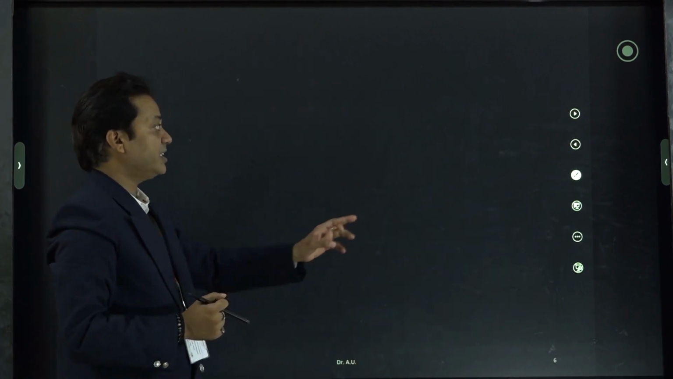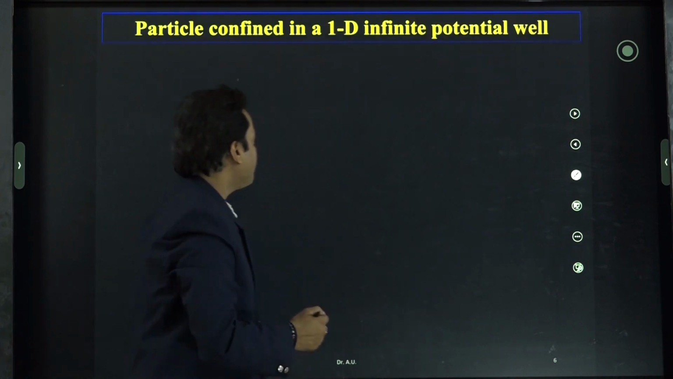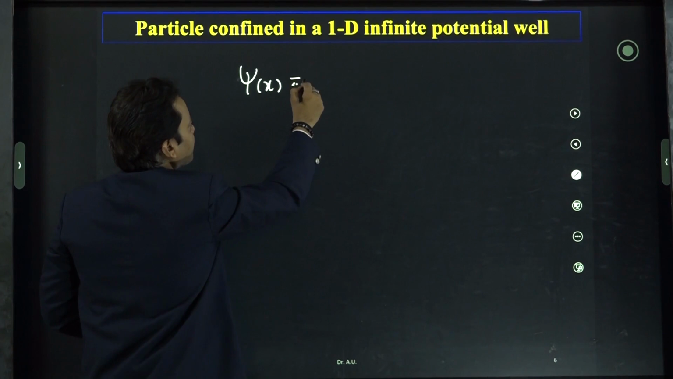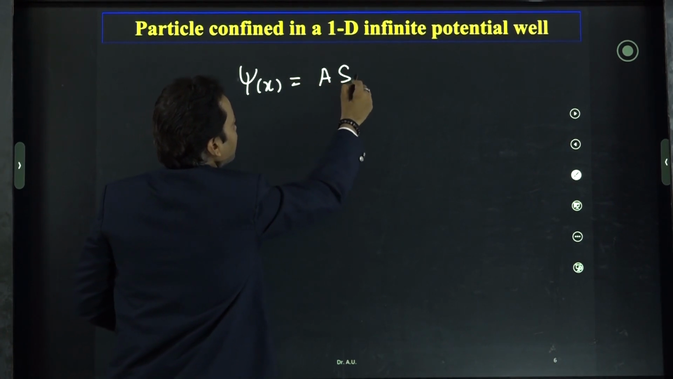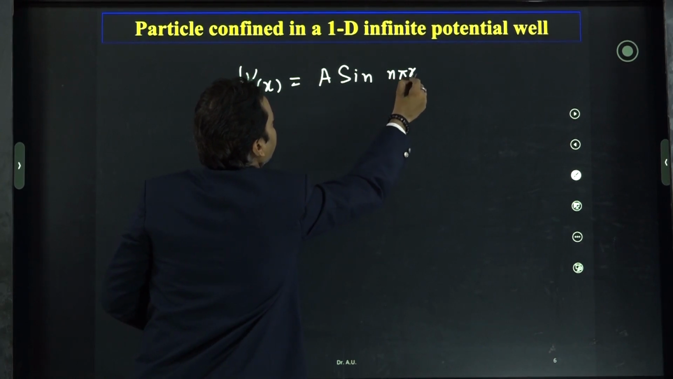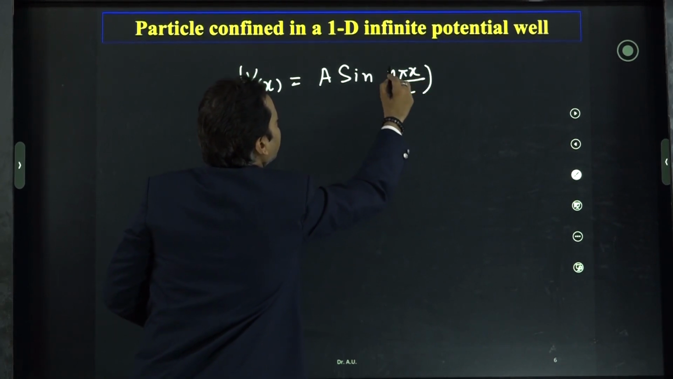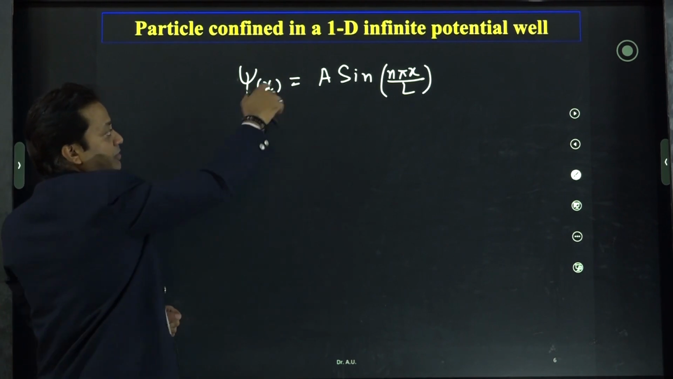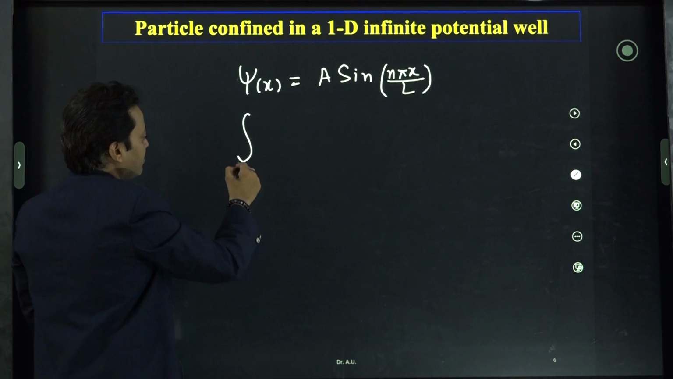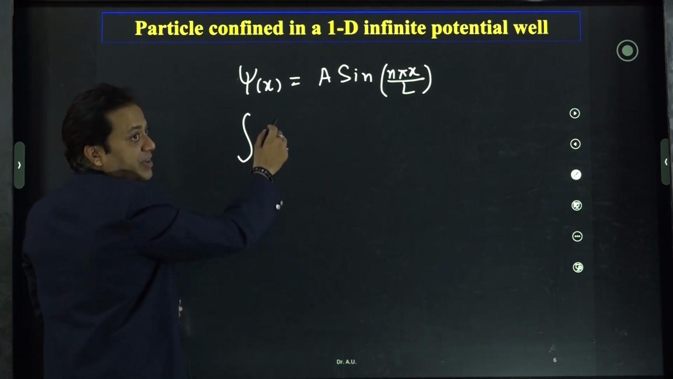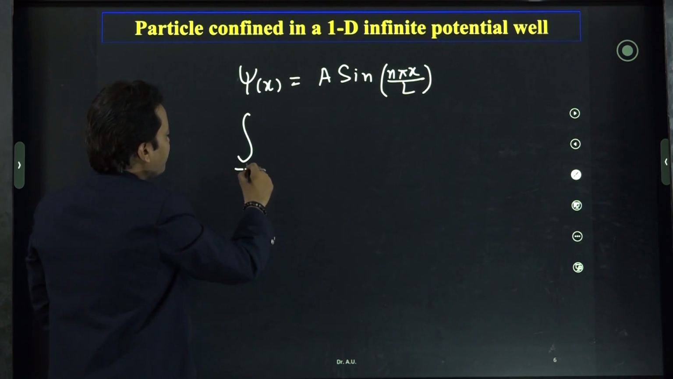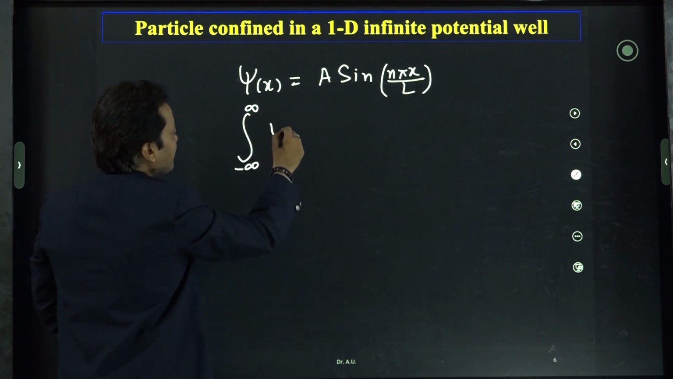Still we have not done with our A value, because we have written that the wave function is A times sine of n pi x by L. Now we have to find out the value of A. So from the equation, by squaring we'll try to get the probability from minus infinity to infinity.